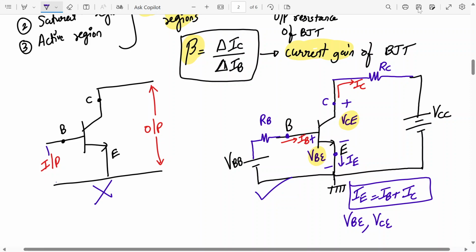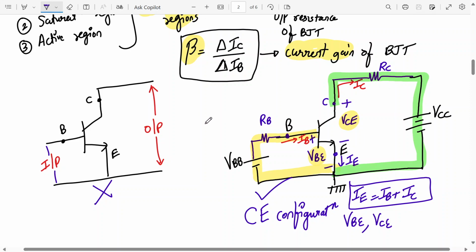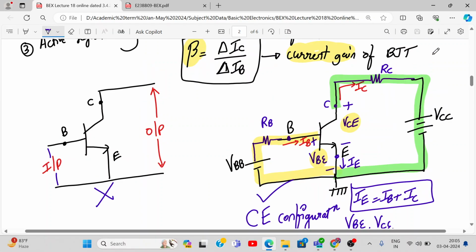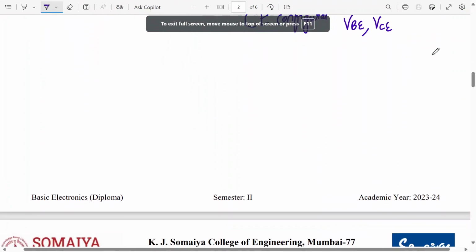ये तुम्हारे concept के लिए था. Actually यही है. Input is this and output is this. Let me highlight the input. So this is your input circuit, yellow color. And this is your output circuit, the green color. This is one and the same only. Only thing is we have not shown the power supply physically. So in the exam, if they ask you to explain common emitter configuration, you have to explain it with this diagram. Rest everything remains the same. Understood or no, everyone? Yes, sir. Okay, fine.